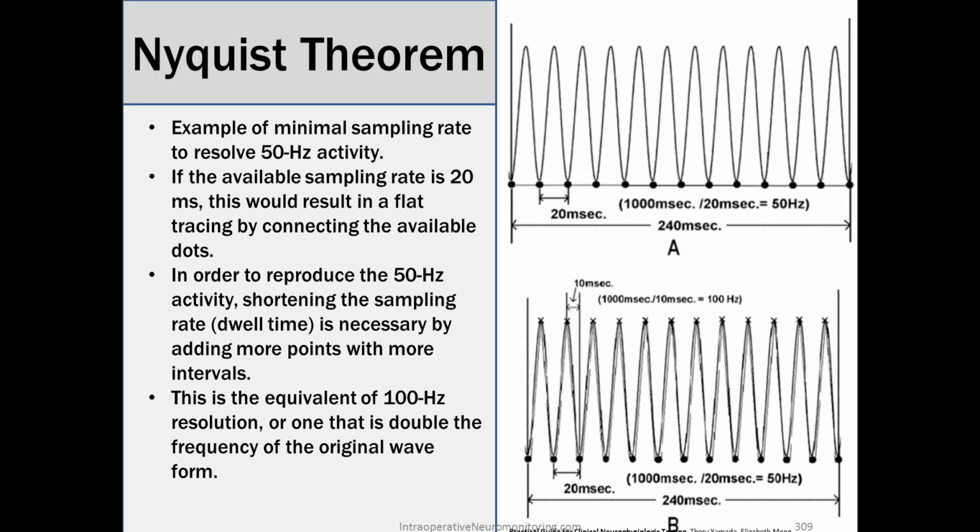This is equivalent to a 100 Hz resolution, or one that is double the frequency of the original waveform. So in A, we don't have enough sampling points, so we have a flat line, whereas in B, we have double that, so now we are able to pick up dots on both the upper and lower at the very minimum, and we have at least some wave that we can collect off of. So double is the very minimum that we can do to collect some kind of wave to collect data.